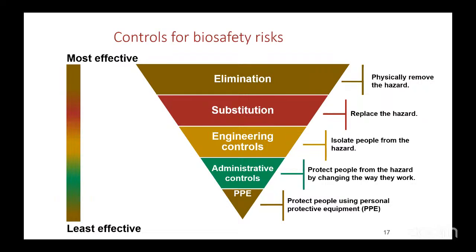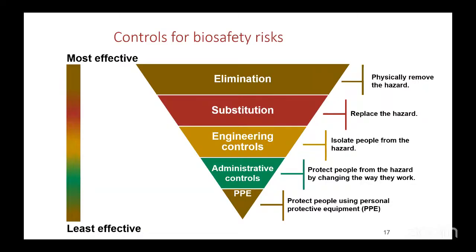Substitution means replace the hazard. Now, I'm going to give an example. Engineering control is to isolate people from the hazard. Administrative control protects people from the hazard by changing the way they work. Now, PPE protects people using personal protective equipment. Let's say, for example, we are talking about the time of COVID exposure. One of the least effective ways of controlling it is by using PPE, true or false? Another way you can control that risk is to protect the people from the hazard.